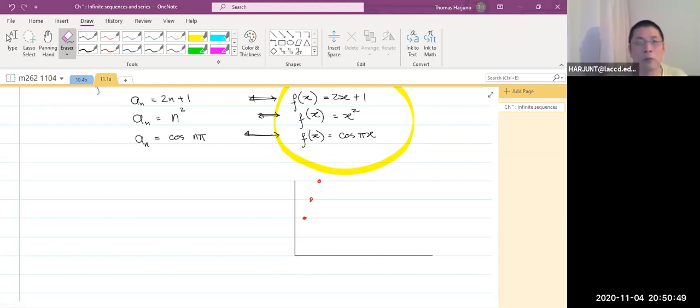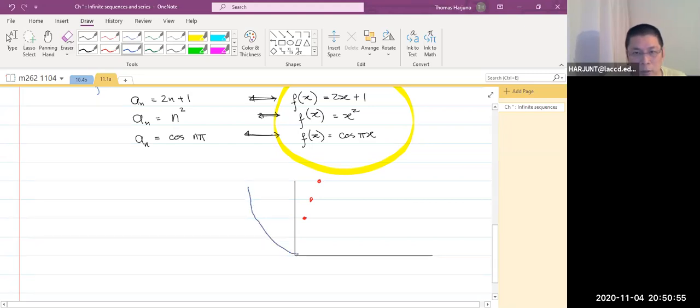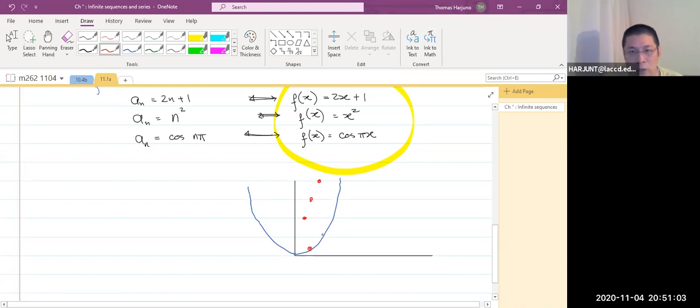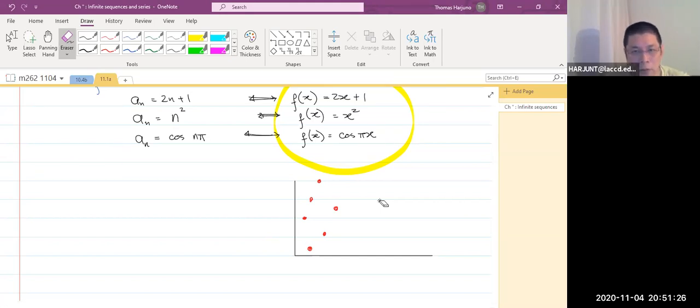Another one, for example, the graph of x squared looks like this. When x equals 1, it's here. When x equals 2, here. X equals 3 is here. Then the graph of that sequence looks like this. You see what I mean? So imagine the graph of that sequence as part of the graph of the function.